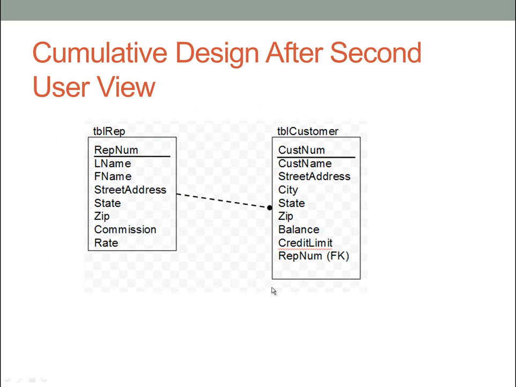Then I merge it into my overall database design. I look at the rep table that I already had from my first user view, and include with it the information that I determined I needed in my table design for my second user view, and I merge them together. So here's my rep table represented by this rectangle. The field or fields above the line are my primary key. The field or fields below the line are additional attributes. Over here, customer number is my primary key, plus additional attributes. The dashed line represents the relationship, and the dot represents the many.